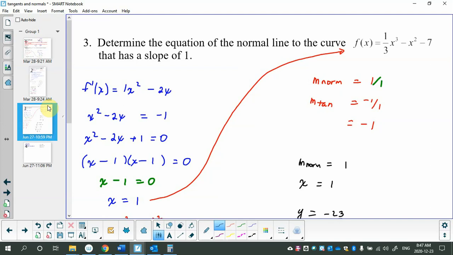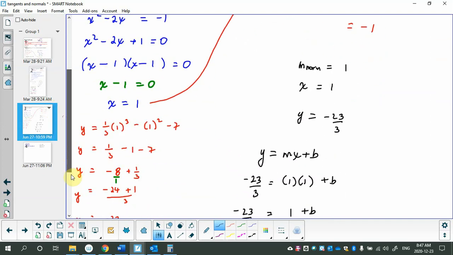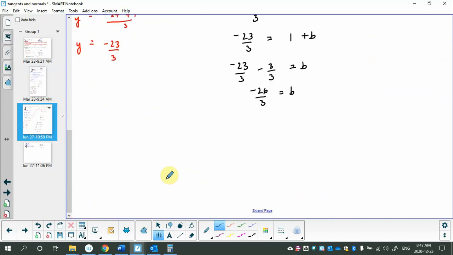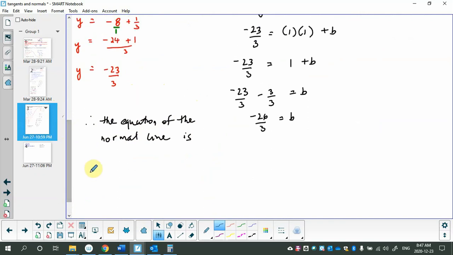Determine the equation of the normal line. I have answered it, but I need a therefore statement. So therefore, the equation of the normal line, there is only one normal line at that particular point, is y equals 1x minus 26 over 3. So that's y equals mx plus b.